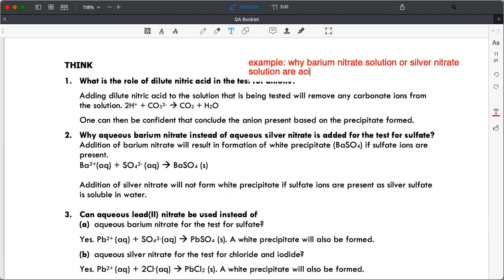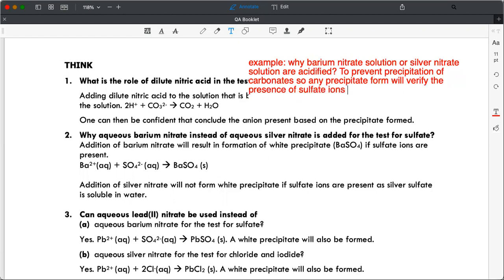So the reason for this is to prevent the precipitation of carbonates, to prevent carbonates from being formed. So any precipitate formed will verify the presence of sulfate ions or chloride ions. Whatever precipitate was formed will not be carbonate because it was already removed. Carbonate ions are already removed.